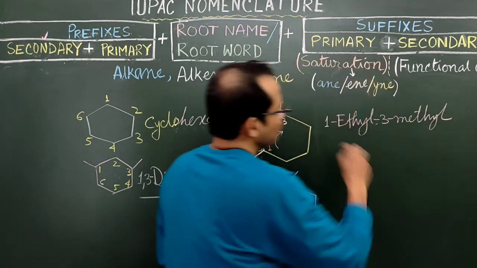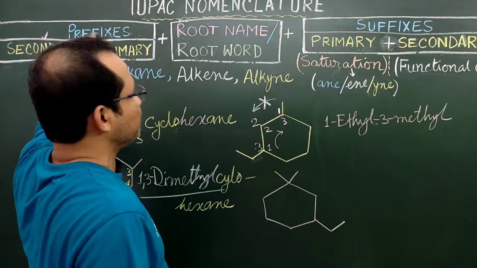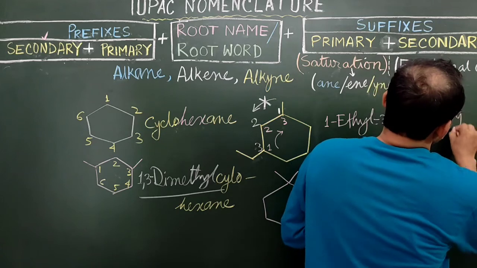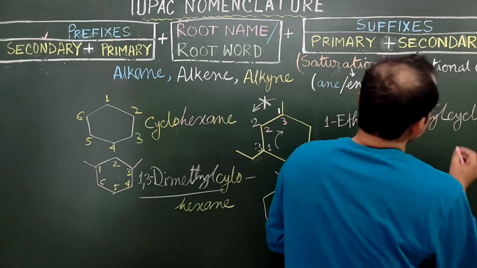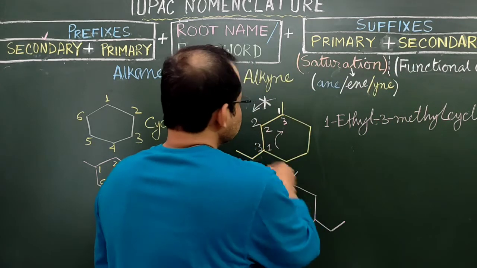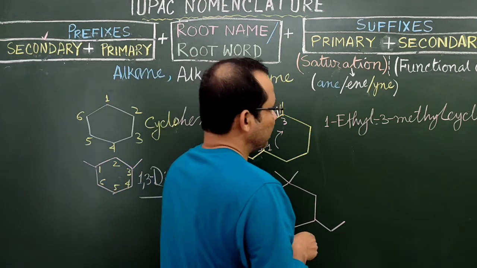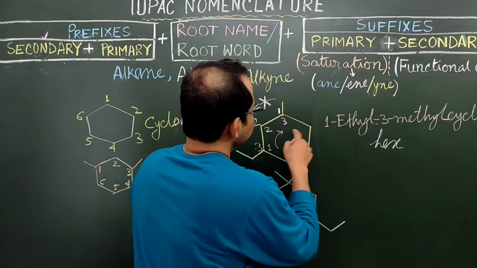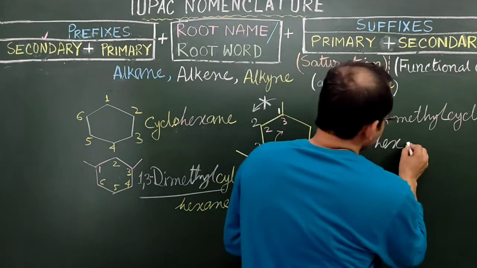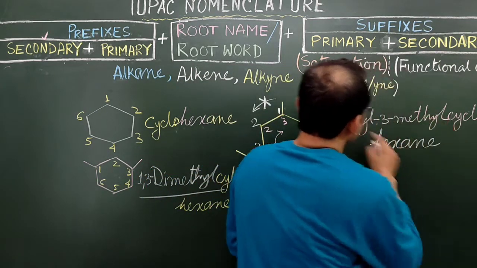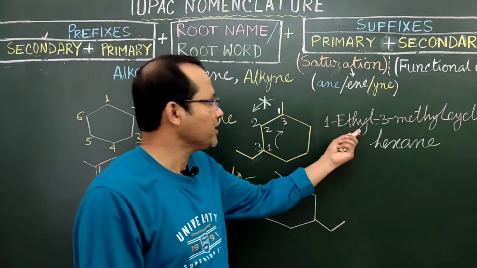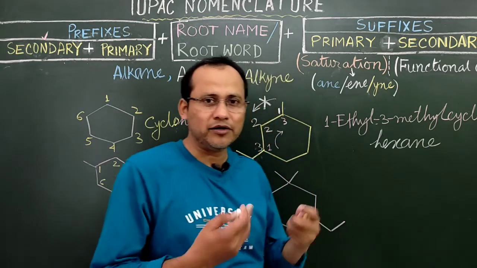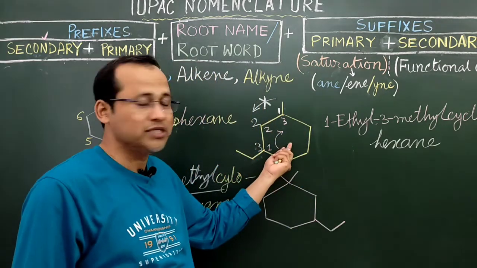So this part is the secondary prefix. Since it is cyclic in nature, it will be cyclo. Now since it is hexane, ultimately it will be hex, and then due to its saturated nature, it will end with -ane. So the name will be 1-ethyl-3-methylcyclohexane. That will be the IUPAC name of this compound.